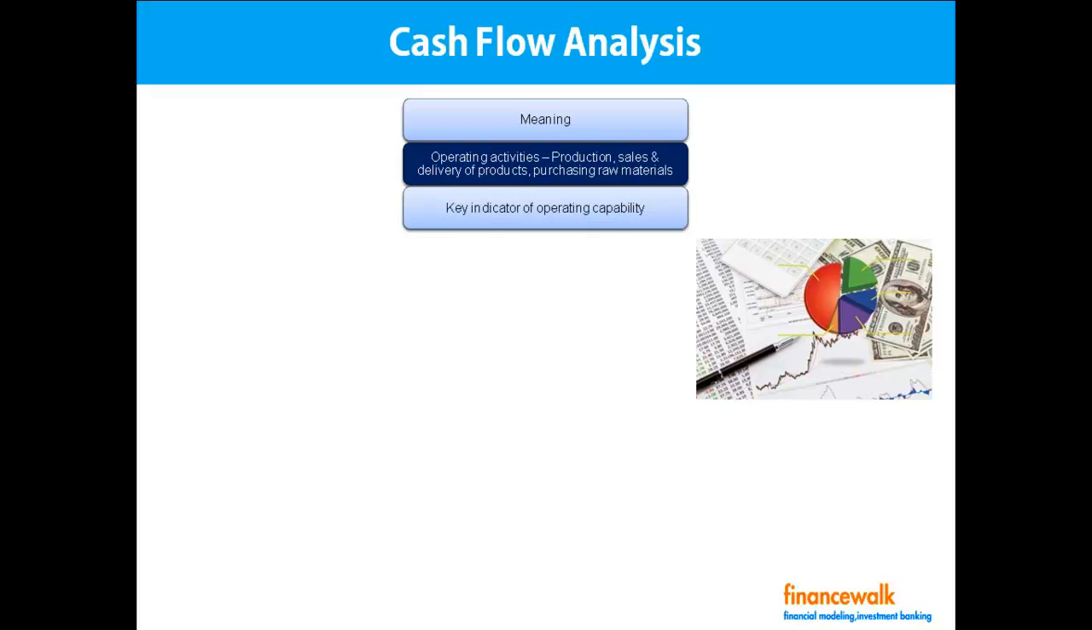The amount of cash flows arising from operating activities is a key indicator of the extent to which the operations of the enterprise have generated sufficient cash flows to maintain the operating capability of the enterprise, pay dividends, repay loans, and make new investments without recourse to external sources of financing. So this operating cash flow is a key indicator, especially to check operating capability of the enterprise, pay dividends, repay loans, and make new investments. Okay.